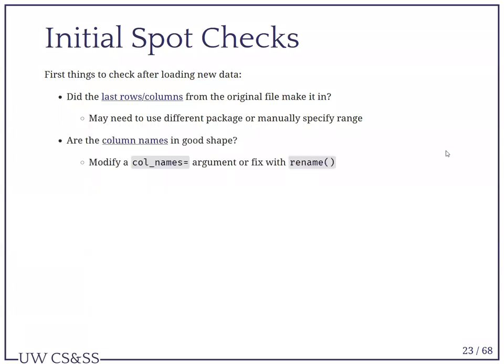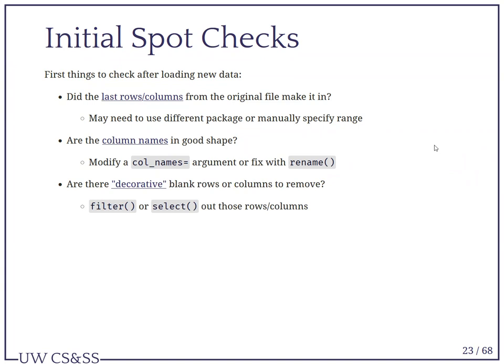The next thing is, are the column names in good shape? You may need to modify the column names argument or fix with rename. Sometimes it makes a lot of sense when you're making the spreadsheet to have a bunch of spaces and emojis or whatever else in your column names. But then when you want to come back and do some sort of data analysis, it's suddenly a big barrier to typing quickly.